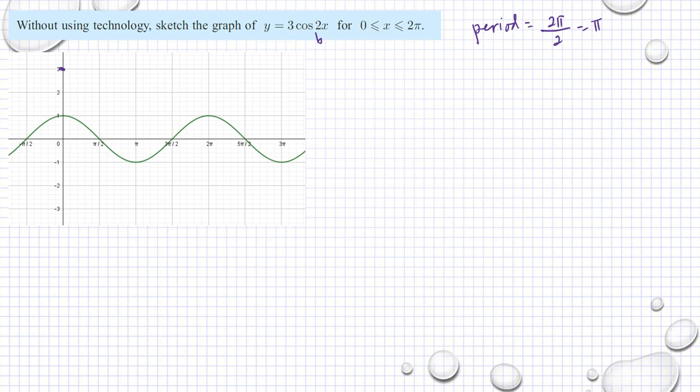So 1 revolution is here. Okay, that means we have 3 here. So from 0, that means our lowest point now is at pi over 2. That is -3. So here is the 0. And here is the 0 also. So it should look like this.